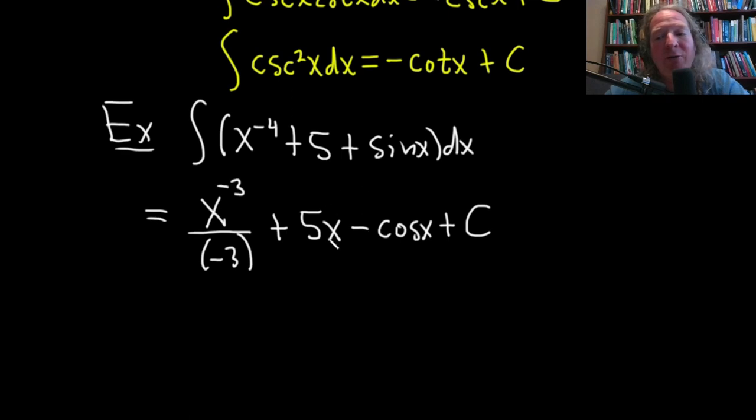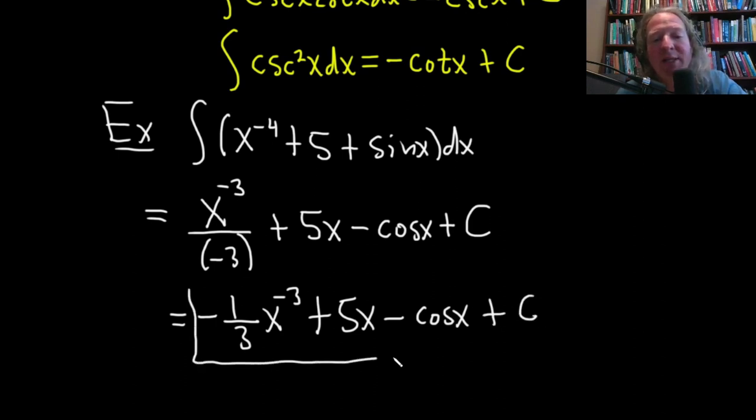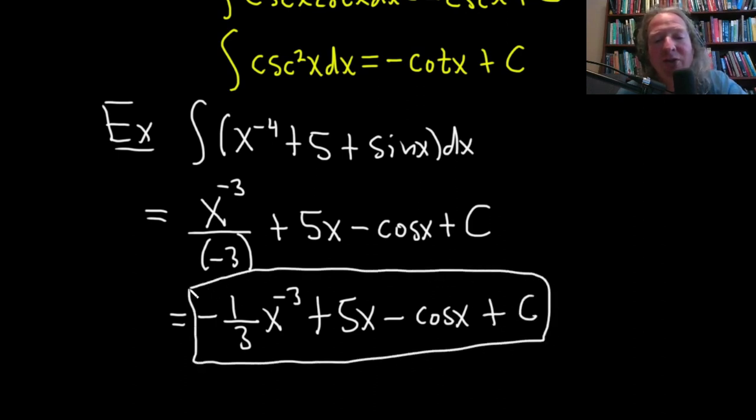It's not good form to leave your answer like this, so the negative on the bottom looks bad. I'm going to write it like this: negative 1/3 times x to the negative 3 plus 5x minus cosine x plus C. And that would be an acceptable final answer.